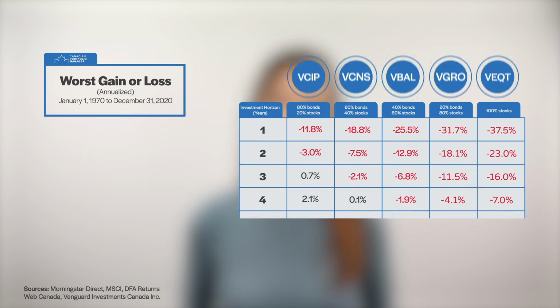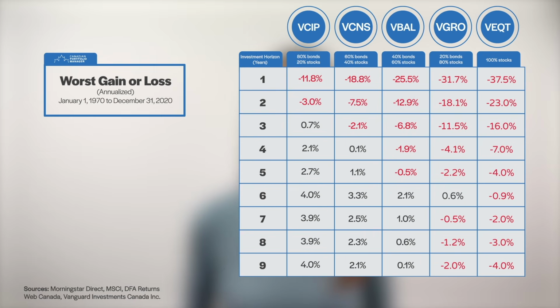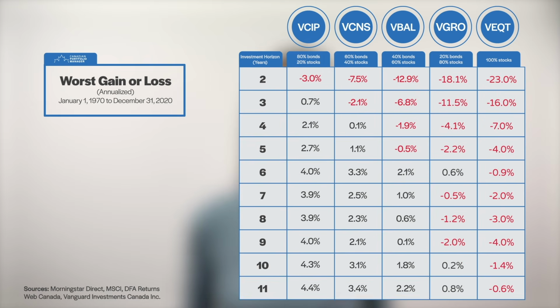So looking further out, if you need the cash in 5 to 9 years, VCIP and VCNS should be the only asset allocation ETFs on your radar. Even the Vanguard Balanced ETF portfolio with ticker symbol VBAL, which allocates 60% to stocks, returned only 0.1% over its worst 9-year period. If you won't need the cash for 10 to 11 years, VBAL could be an appropriate choice, as even its worst 10-year return during this period was 1.8%.